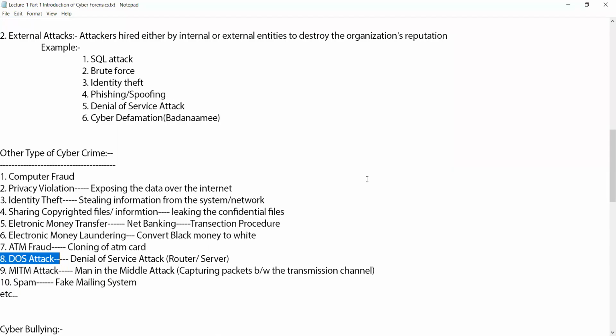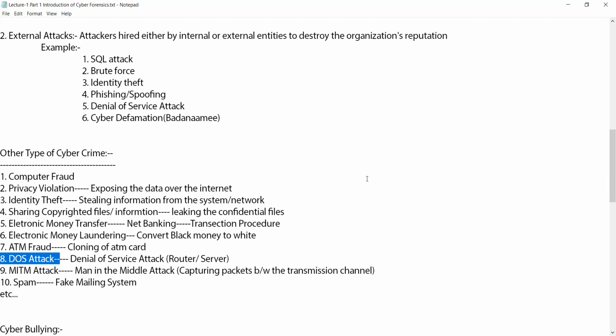The server does not have the capacity for handling the different types of attack, so the server is going to crash. This type of activity is used by cyber criminals for destroying the reputation of an organization by using denial of service attacks, as well as DDoS attacks by botnets over the routers and servers of that particular organization.